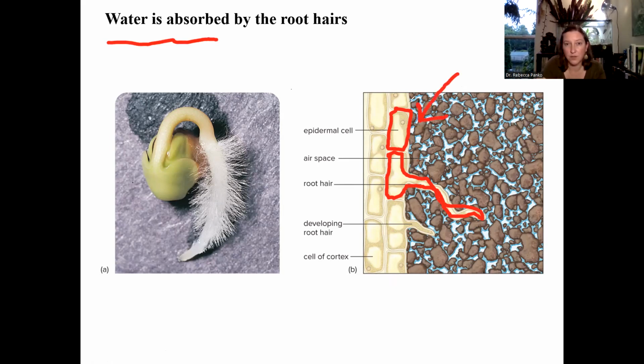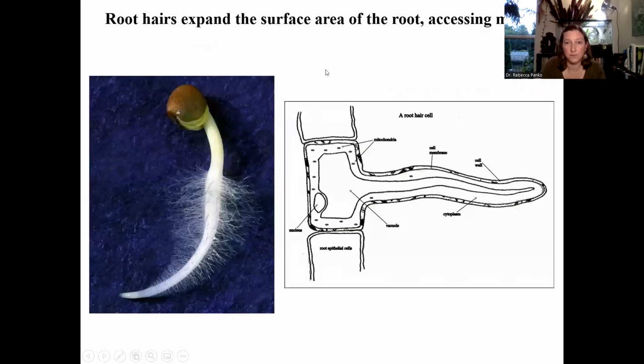This epidermal cell, I'll use a different color. This epidermal cell only has this surface here to absorb water. Whereas this epidermal cell here with the root hair has all of this area to absorb water. So that's why it says here, the root hairs expand the surface area of the root because it lets it get to more water.